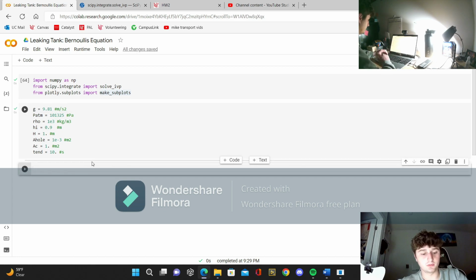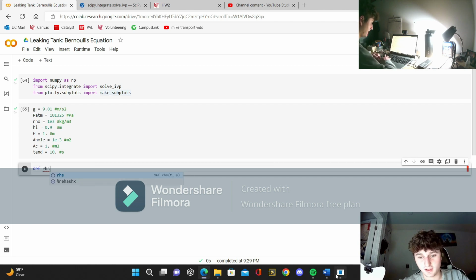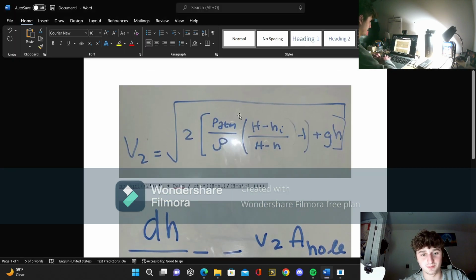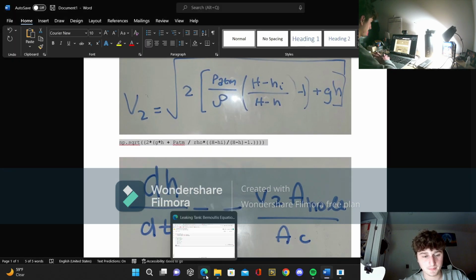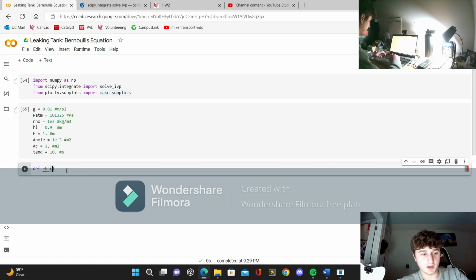Now we're going to define a function that we're going to put into the solve IVP to give us the values for our differential equation. We can define this as the right-hand side, as looking at this, it is the right-hand side of our equation. What are we going to supply this with? The typical t and y, colon.